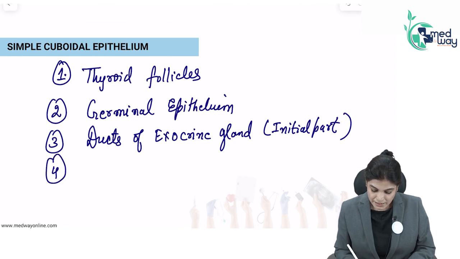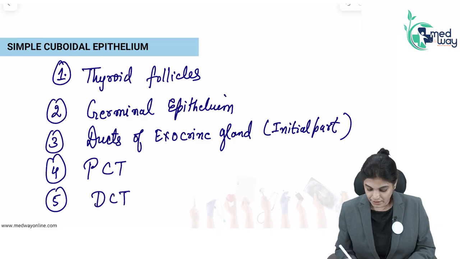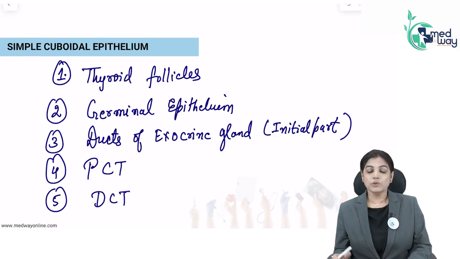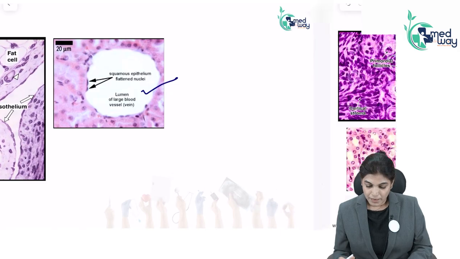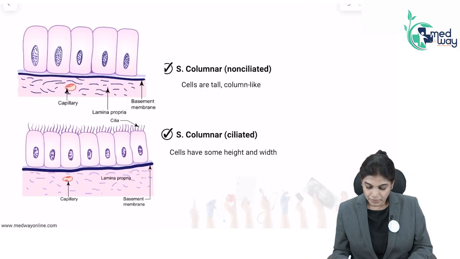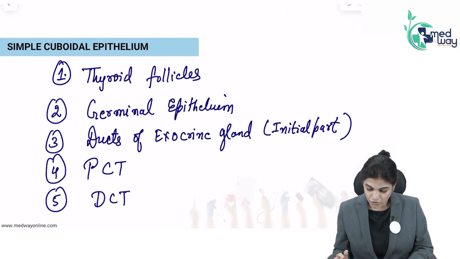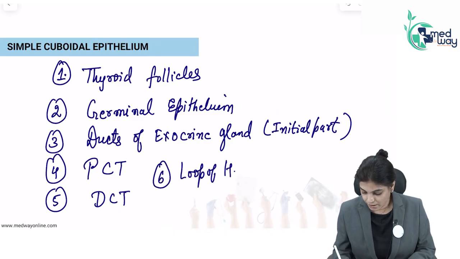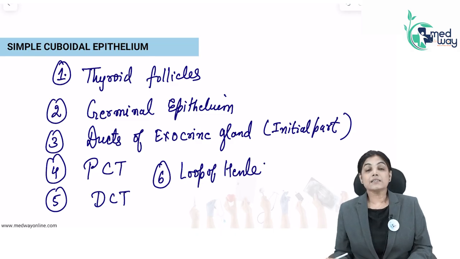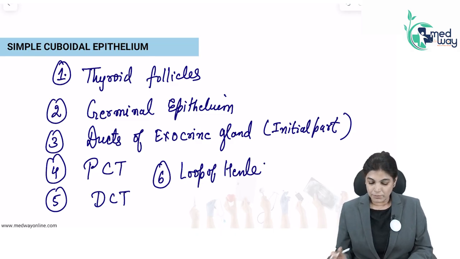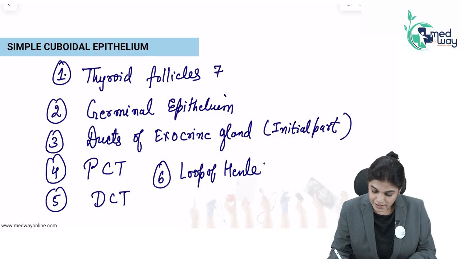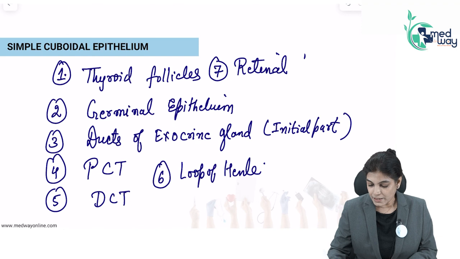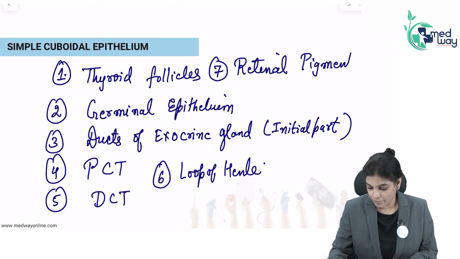Also it is present in the proximal PCT and in the DCT, and also in parts of the loop of Henle. So these are certain areas where we have simple cuboidal epithelium. One more example is very important, the seventh one, which I am including here: the retinal pigment epithelium. It is also present in the retinal pigment epithelium.